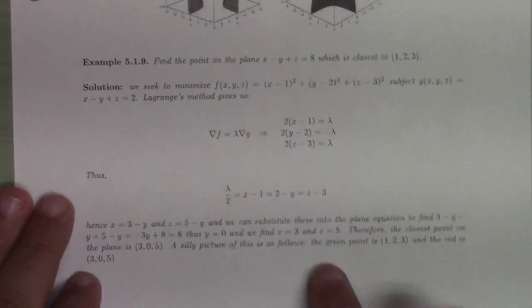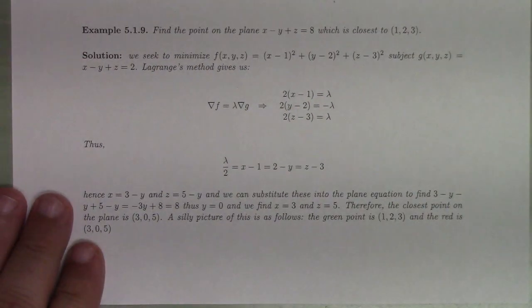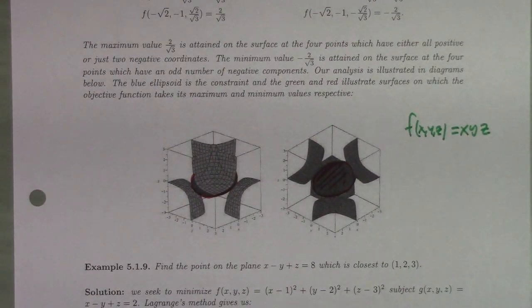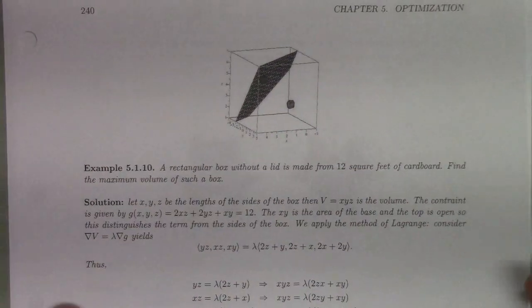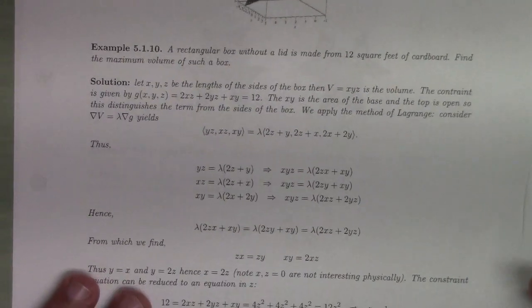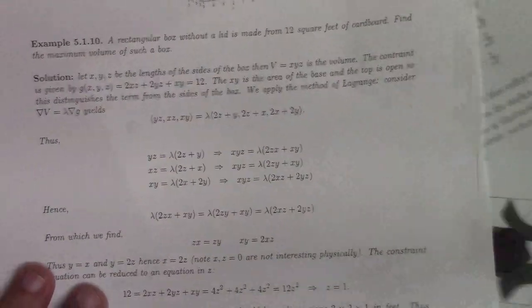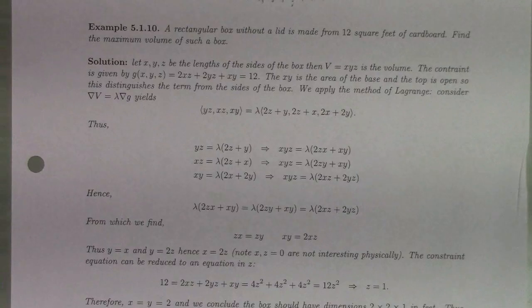And then here is another: find the point on the plane closest to that point. I already did that example with a different number. Here it is again, this time with a picture. Woohoo! As you can see. And then finally, an applied problem. I'll skip that. Just kidding. Of course there's tons of applied problems you can do with Lagrange multipliers.